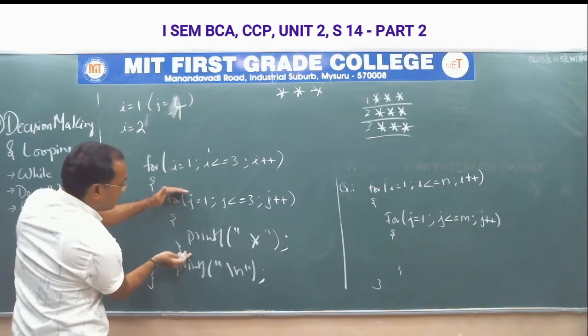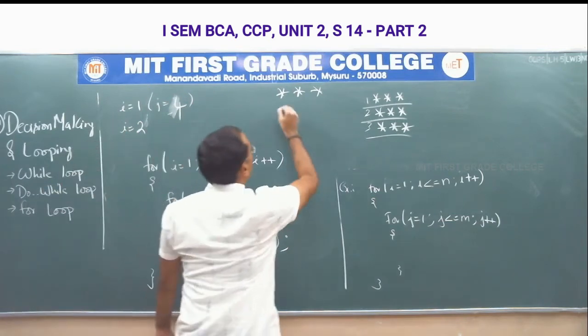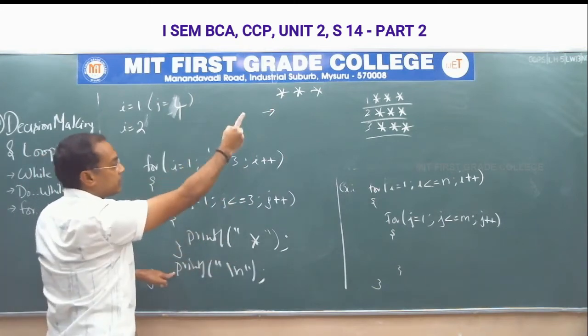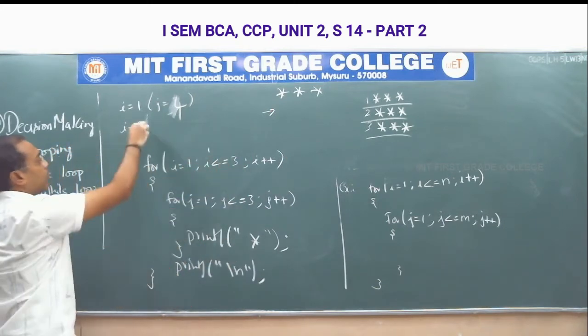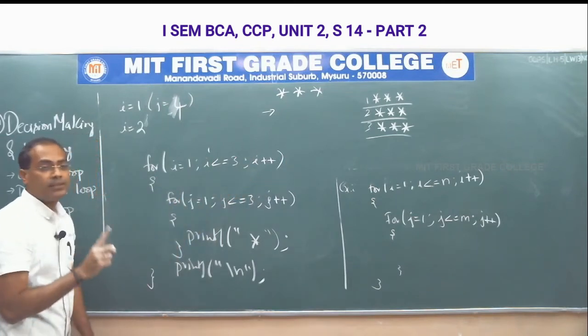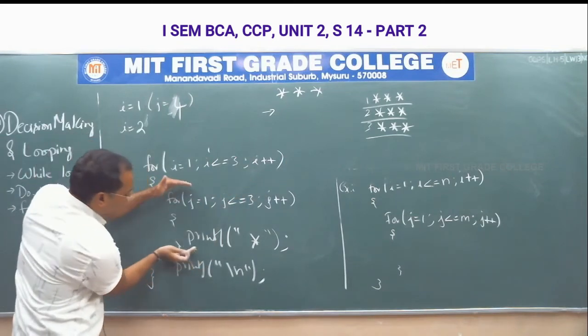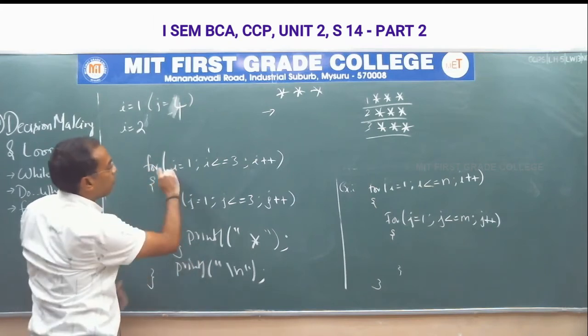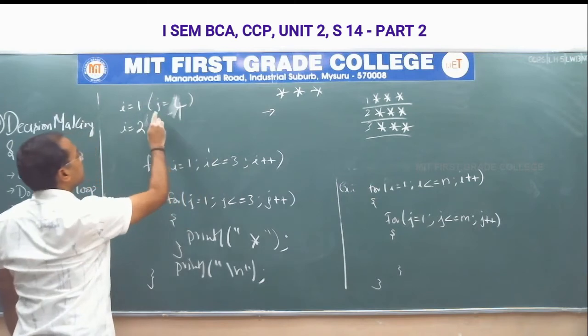We have successfully executed this part. Printf, go to the next line. This printf slash n brings the cursor to the next line. Now the i value will be incremented for the outer loop. Please understand it carefully. Now we have completed the first iteration. Now we have to go for the second iteration, i plus plus.